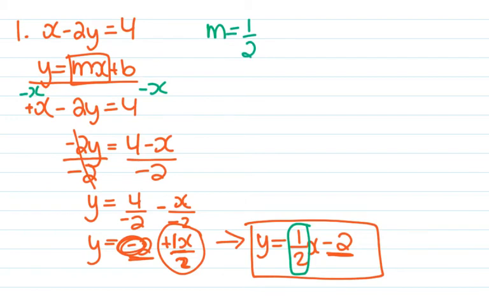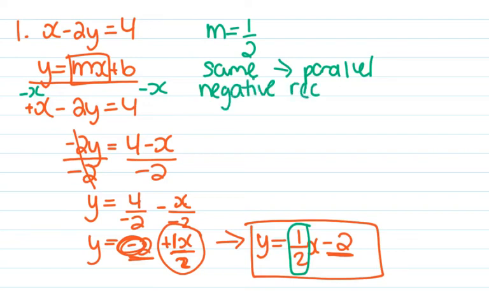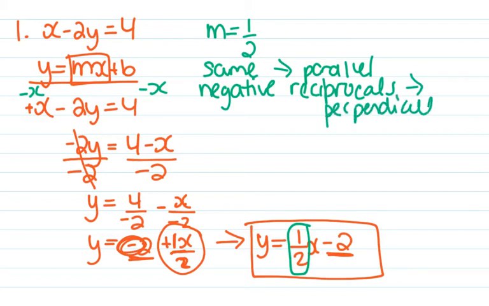In order to tell if these other lines are parallel, perpendicular, or neither, we have to look at their slopes. If the slopes are the same, they're parallel. If the slopes are negative reciprocals, they're perpendicular. And if they're not related in a way other than these two, then it would be neither. All right, so let's look at them.